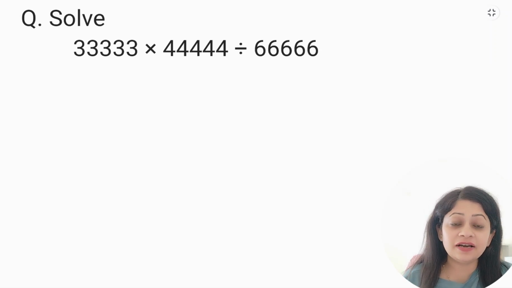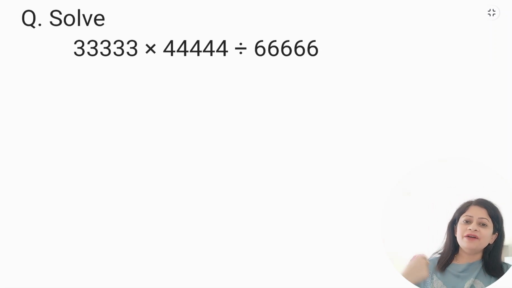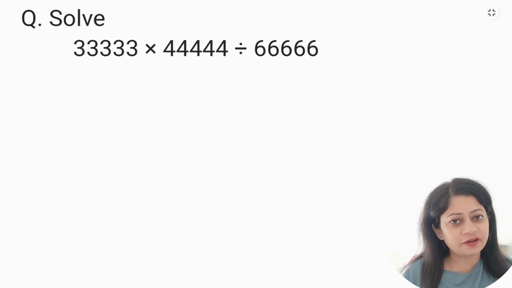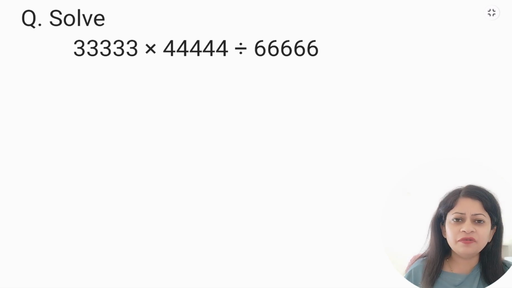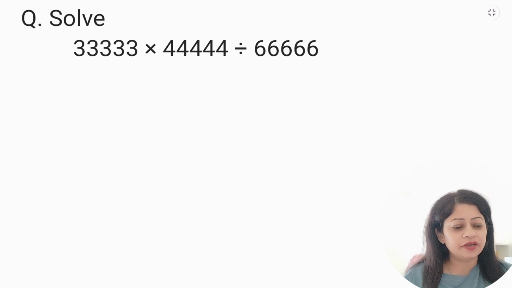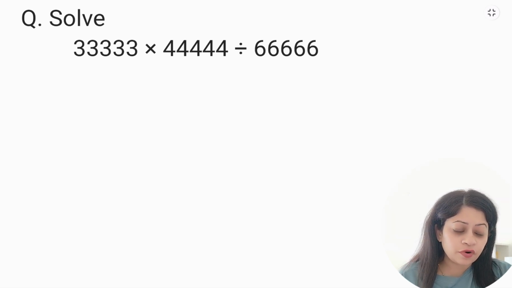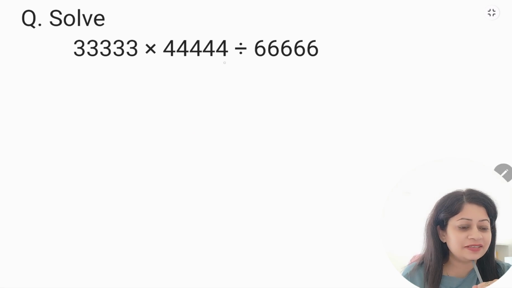I'm Upasana Taneja. So today I'm back with another maths question that says you need to solve this term. What do we have here? If you look at it carefully, we have 33333 times 44444 divided by 66666, right?